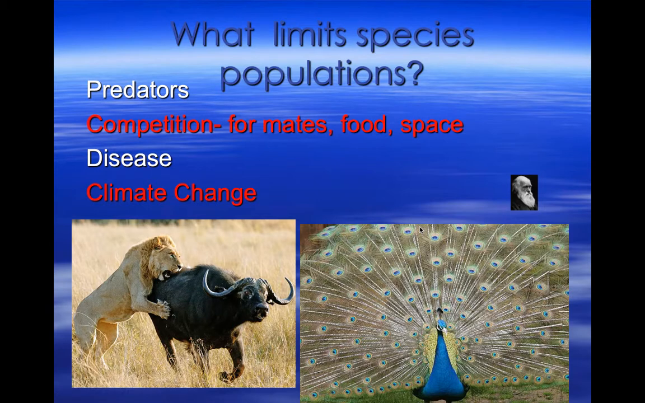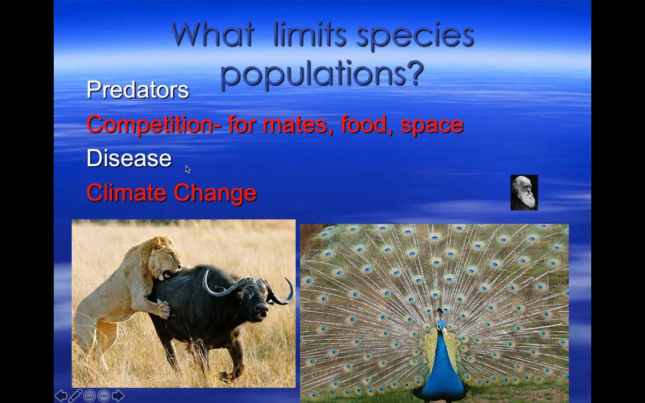What limits population? Just like we mentioned before, there are things in the environment that keep populations from growing out of control. So, for instance, predators. Predators hunt many organisms, and that keeps populations down. Competition is one of the biggest factors that actually limits a population. Animals are competing for mates, for food, for space.